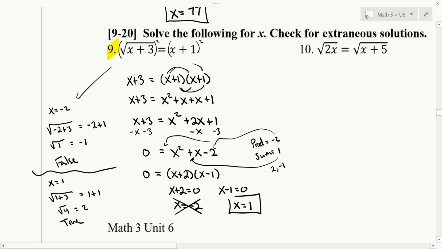So x equals 1. Make sure that when you work through these kinds of problems, especially if you get two answers, you check both of them. Sometimes they'll both be right, sometimes they'll both be wrong, sometimes one will be right, one will be wrong. There's no way to tell until you check.